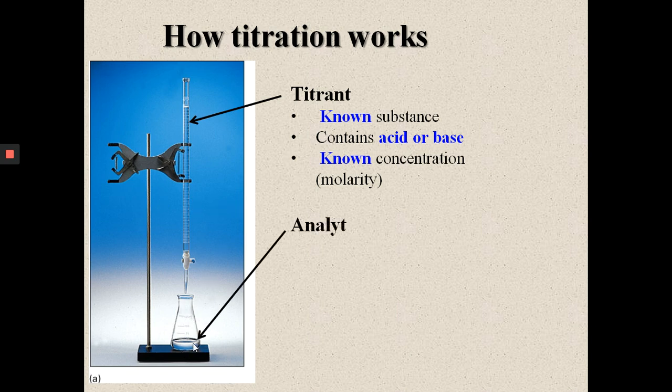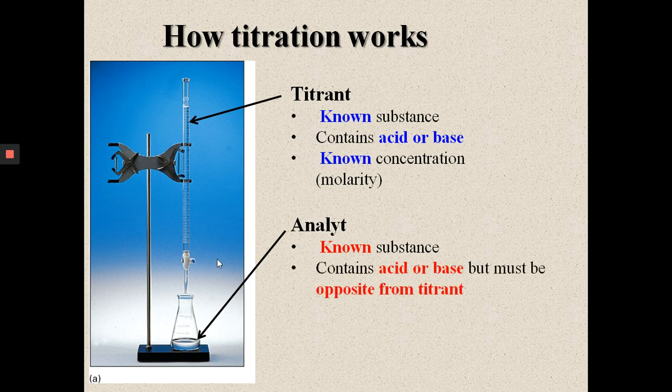An analyte goes here in our Erlenmeyer flask, and this is usually a known substance, meaning you know the chemical formula, and contains an acid or base, but has to be the opposite from the titrant. So if the titrant was the acid, analyte has to be a base, and vice versa. And this will also contain an indicator, and also this analyte has an unknown concentration, meaning the molarity is unknown, and this is the whole point of doing the titration.